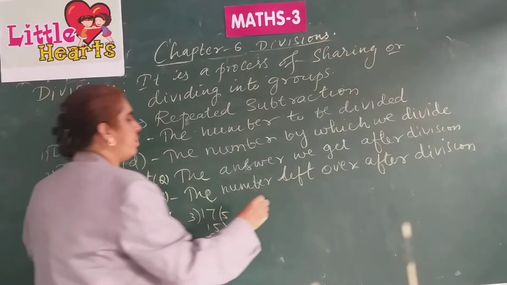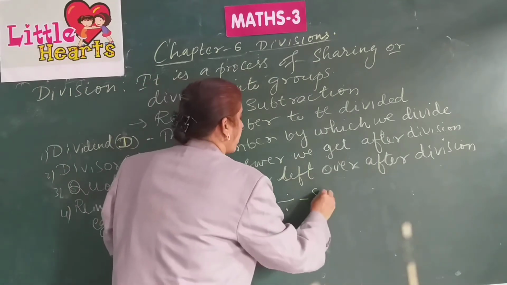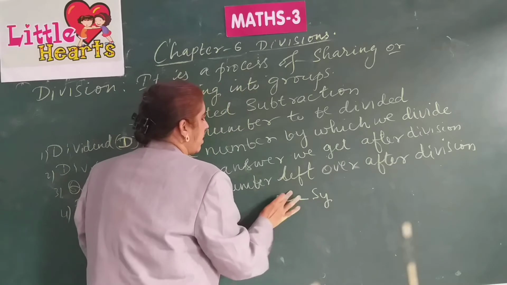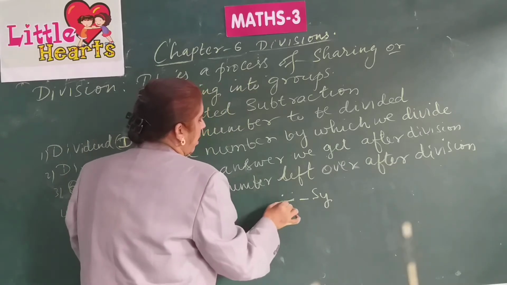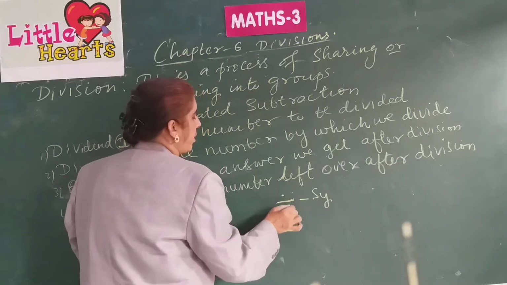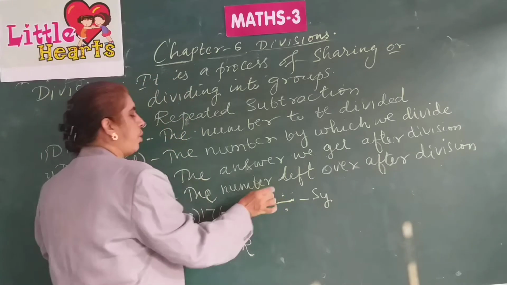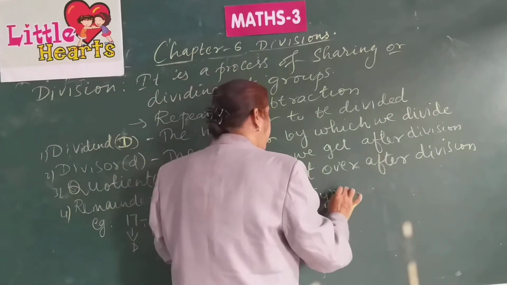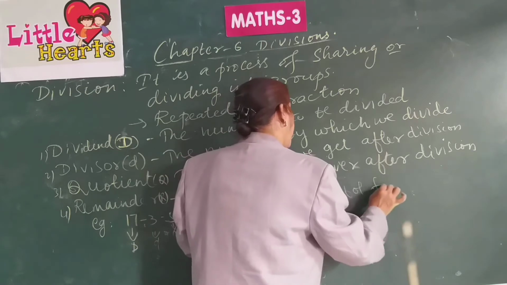The symbol used for division is one dash, with two dots kept, one above the line and one below the line. That is the symbol for division.